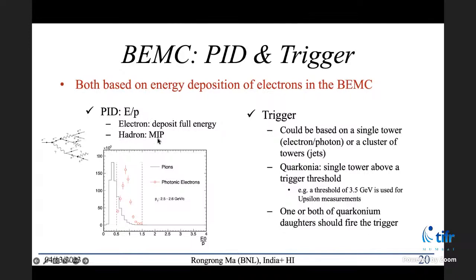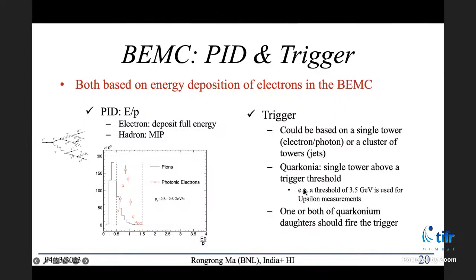On the other hand, the hadrons just go through the ionization process, so they deposit much less energy compared to the electrons. In the lower plot is a comparison of E over P for the electrons, shown in red, and for the pions, shown in black. Here you can see if you cut on, say, between 0.5 and 1.5, you can select most of the electrons while rejecting a large fraction of the hadrons. So I think that's the main approach we use with the BMC for the PID.